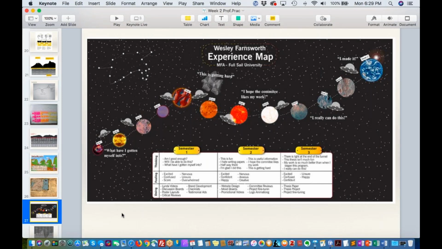Here's one that's got like an interstellar feel to it with the planets. And again, the trace of the maps, the ups and downs, is actually through these planets. You can see the ups and downs and the call outs that are popped up. The thinking, feeling, and doing.